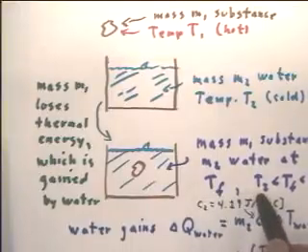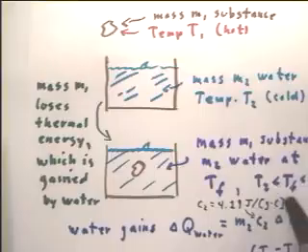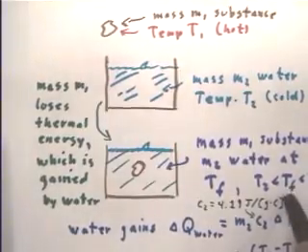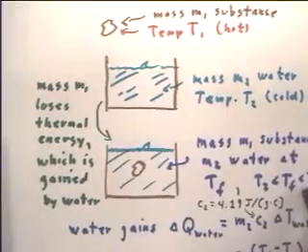And we'll note that T2, the cold temperature of the water, will be less than TF, and TF will be less than T1. That is, the final temperature will be between the original temperature of the water and the original hotter temperature of the mass.